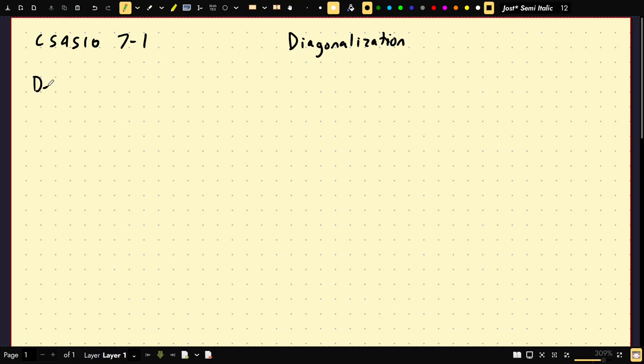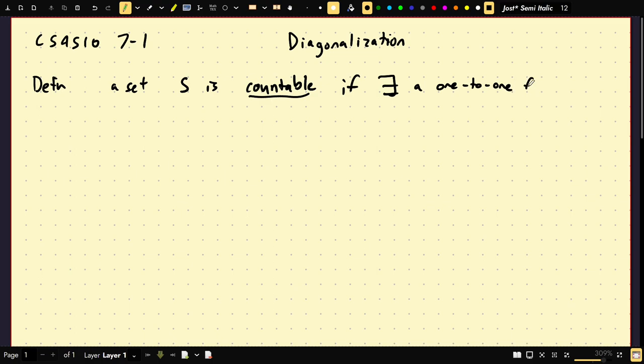So, first, let me give you a definition. A set S is countable if there exists a one-to-one function F such that F maps S to either the naturals or some subset of the naturals.